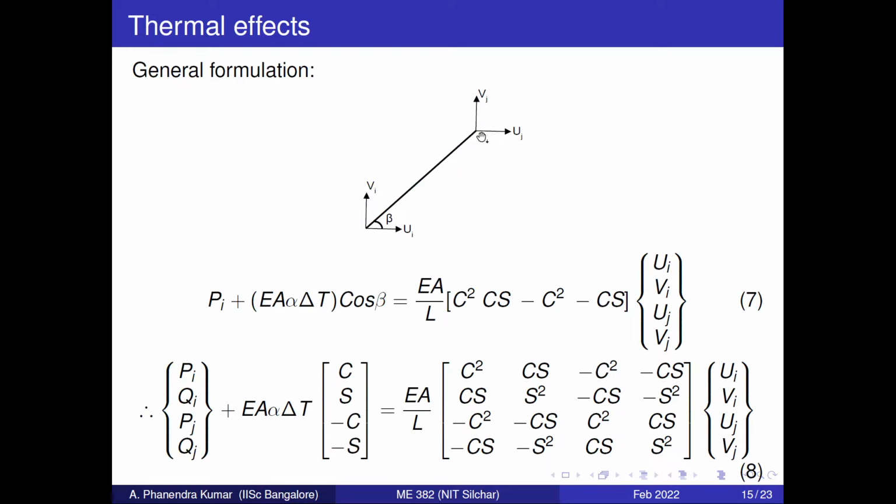So as of now it is in the axial direction of the member. This is angle beta. So once you resolve along the x-axis, it will be EA alpha delta T cos beta. This is the total force at the ith node in the x-axis direction. This will be equal to EA by L. Sorry, this is the ith node, right? So this will be the force that will be generated at the ith node when we activate each degree of freedom.